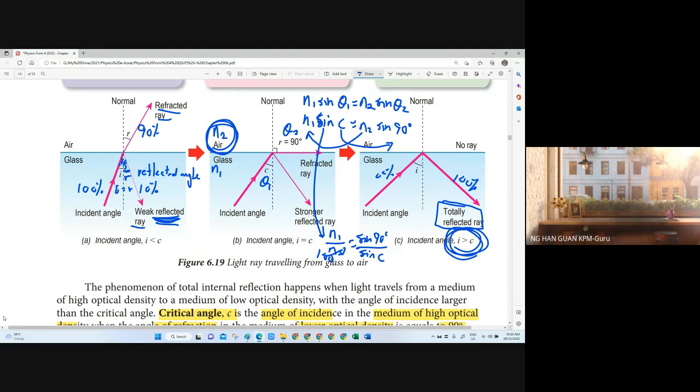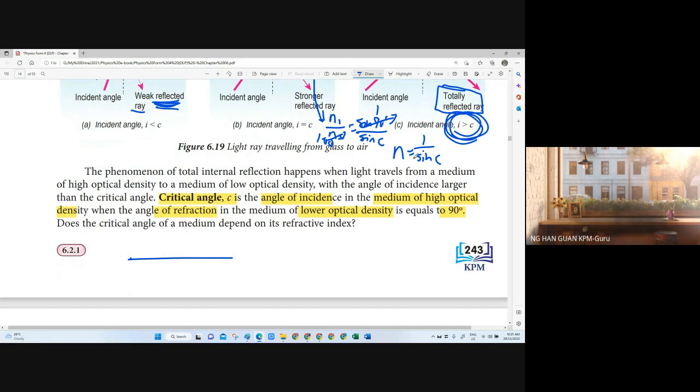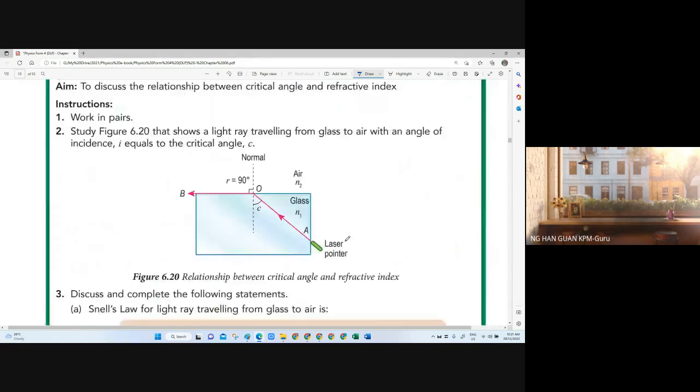And that's why here we have sin 90 degrees equal to 1. So in the end, this equation becomes n equals 1 over sin C. Okay? So this is how we determine the critical angle for any specific medium, by knowing the other second medium is air, right? This is how we determine the critical angle for any specific medium by knowing its refractive index, right?